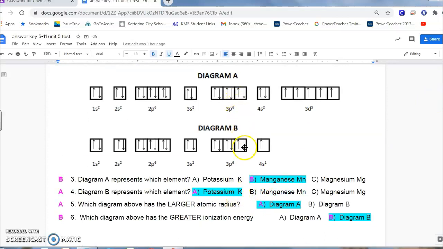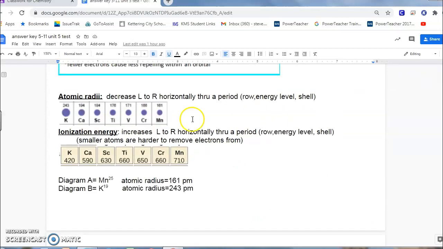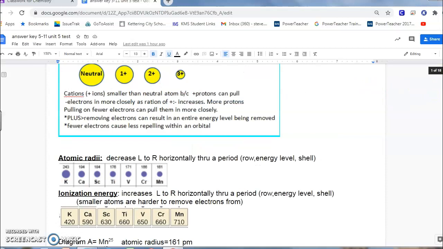Well, we would find potassium and manganese are in the same row, which we call a period. There's potassium, there's manganese. They are in the same horizontal row. What happens to the atomic radii as we move left to right? They get smaller. Manganese's radius is 161, potassium's 243. Why do they get smaller left to right? Well, left to right, we're not adding a level. That happens when you go top to bottom.